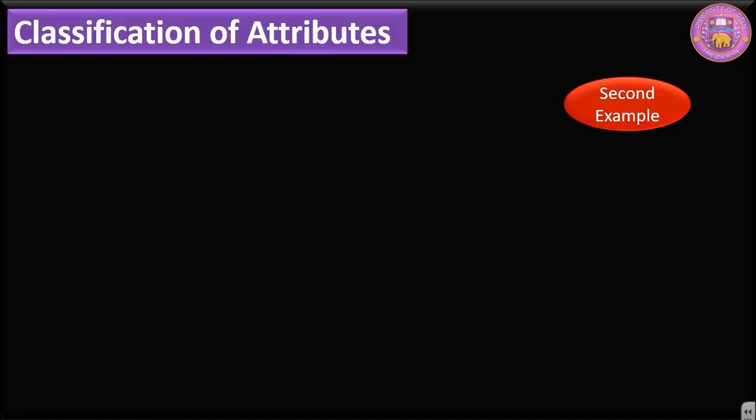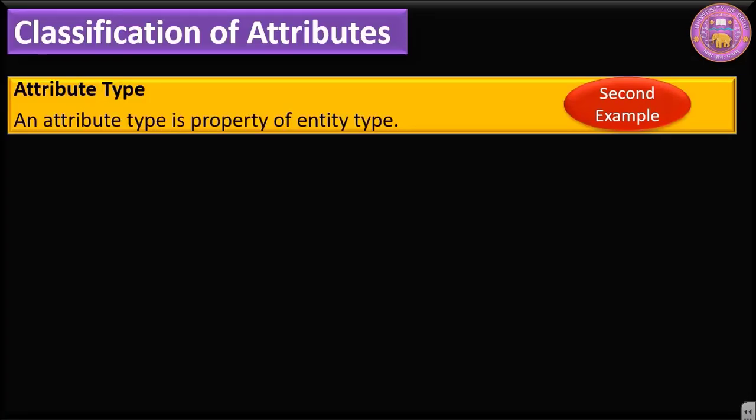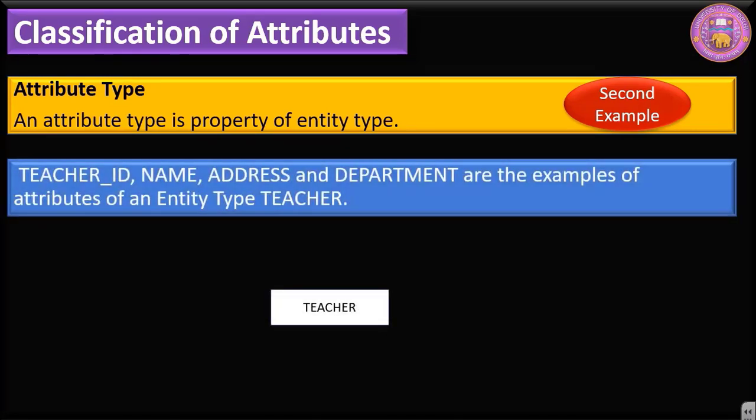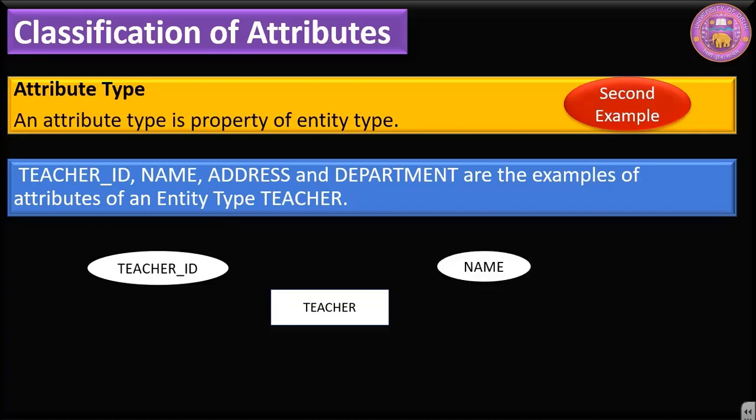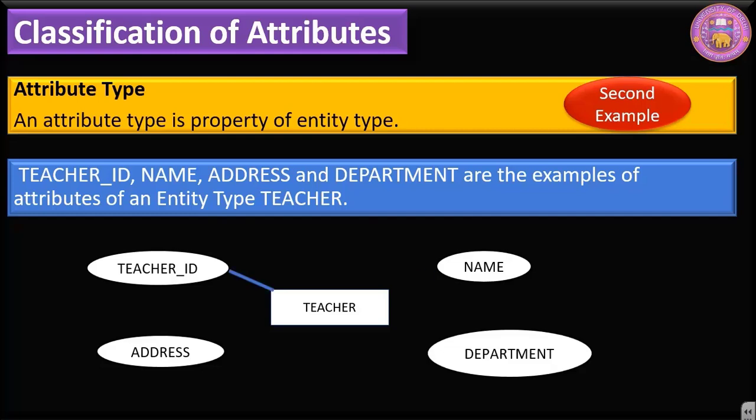Second example. Attribute type is a property of entity type. Here entity type is teacher and the attribute types of entity type teacher are teacher ID, name, address, department. We represent it like this. All these are examples of attributes of an entity type teacher.